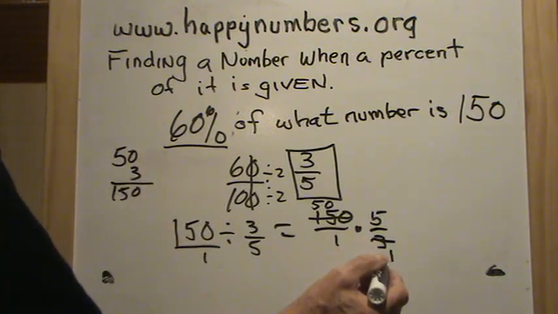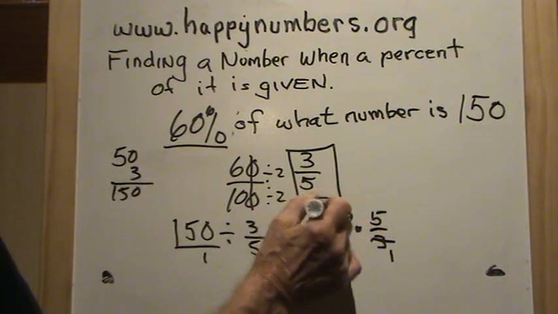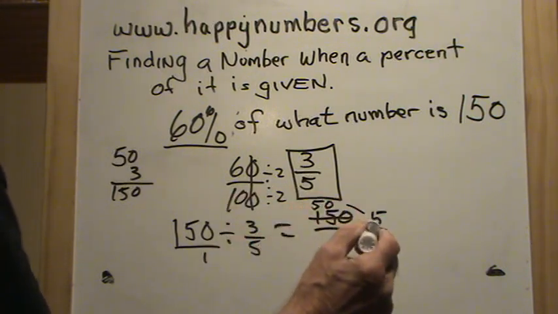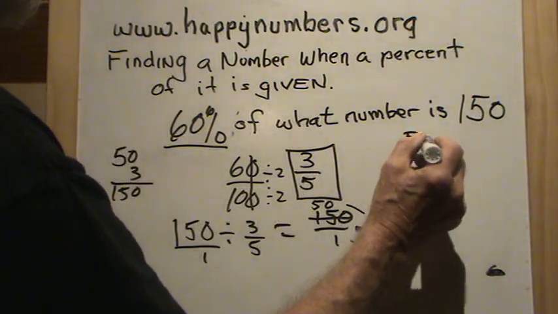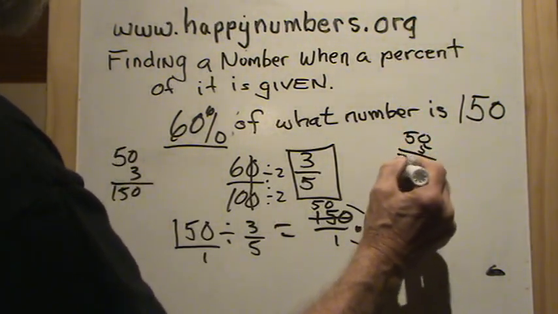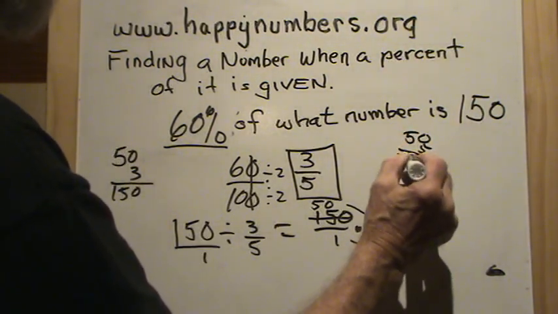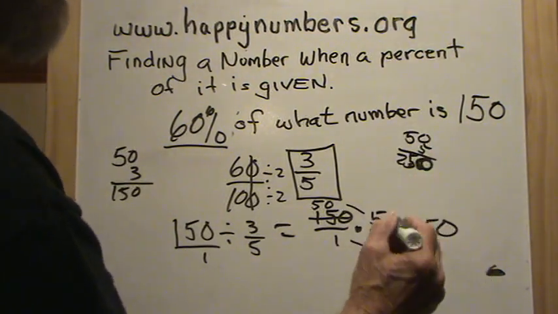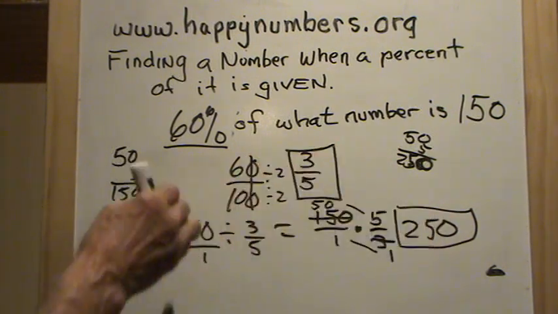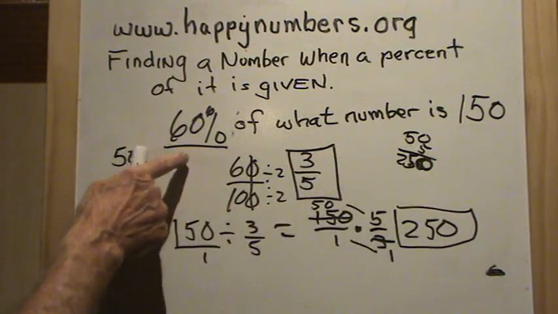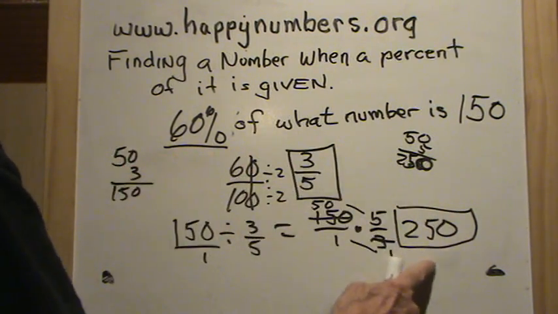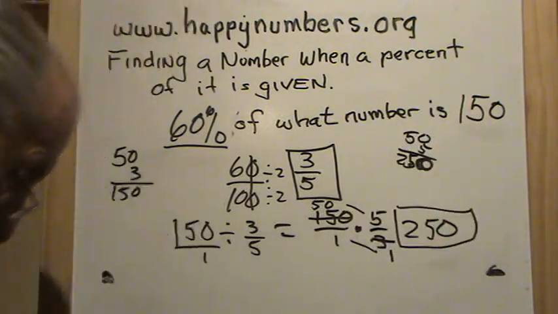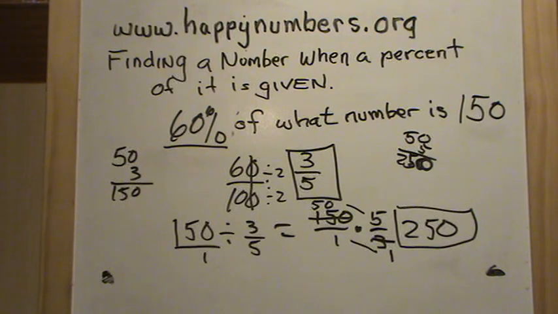So 3 goes into 3 one time, 3 goes into 150 50 times, and then I have to multiply 5 times 50, which is 250 over 1, so the answer is 250. So 60% of 250 is 150. Excellent. Oh, and I'm finished right on time.